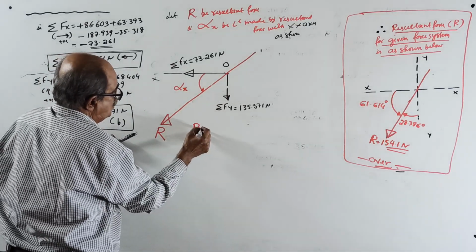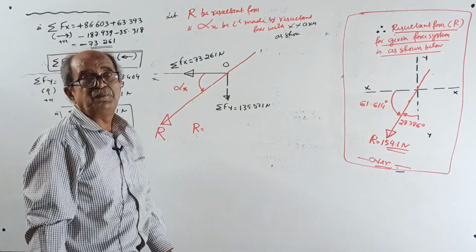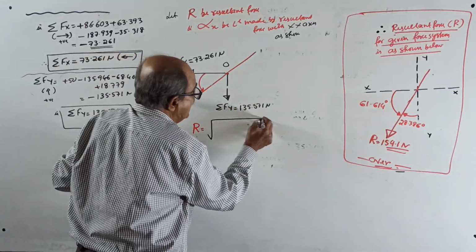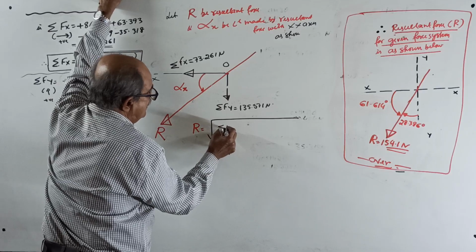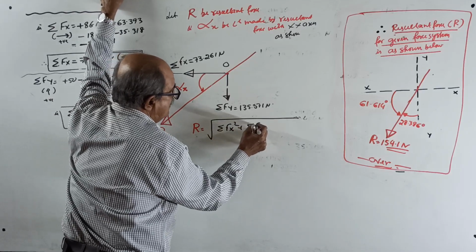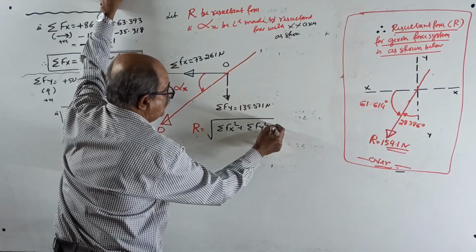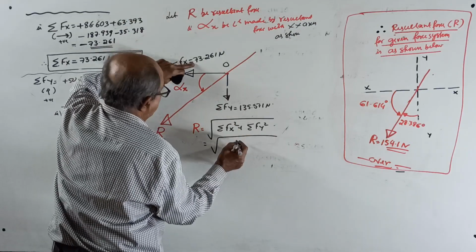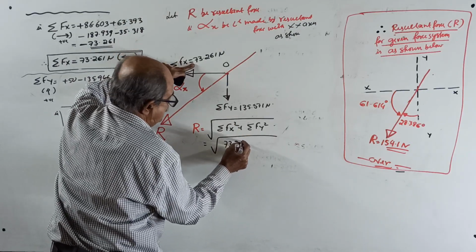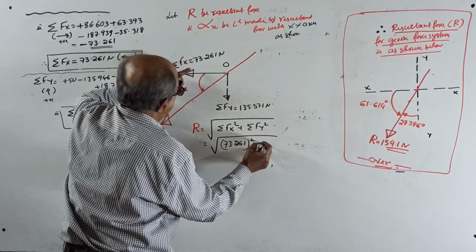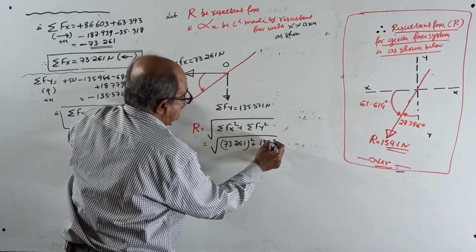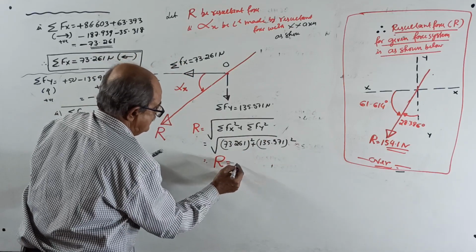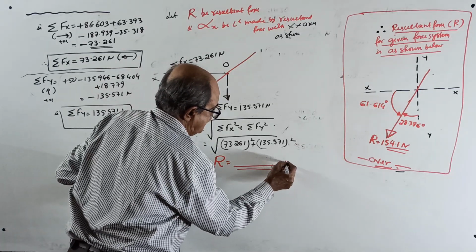Tell the answer. R equal to, now no P1 square plus P2 square, that's all. No cos theta now. Why? The components are at right angle; theta is 90 degrees, so direct answer. R equals root of sigma fx square plus sigma fy square, equal to root of 73.261 square plus 135.571 square, with no minus sign. Therefore, you get the value of R in Newton.